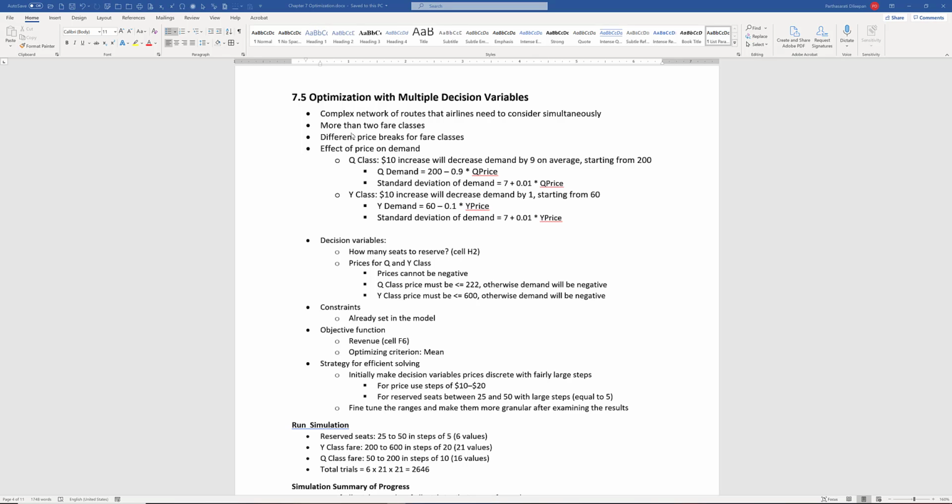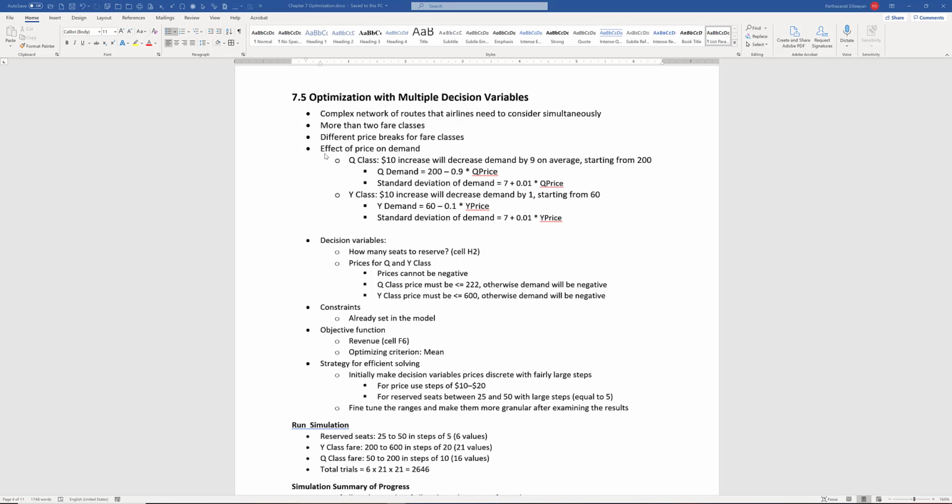We looked at only Q and Y class. There may be 10 or 15 different fare classes. We may also want to consider different price breaks between fare classes, not just one. So how about instead of 100 and 300, how about 150 and 350 and so on. So the number of decision variables can very easily add up, and we're going to take a look at that now.